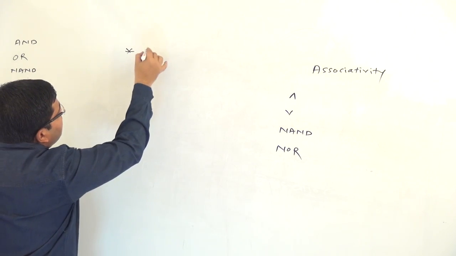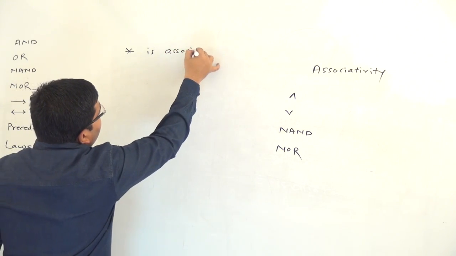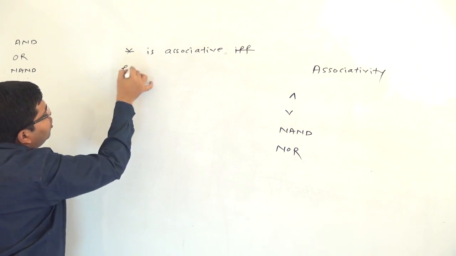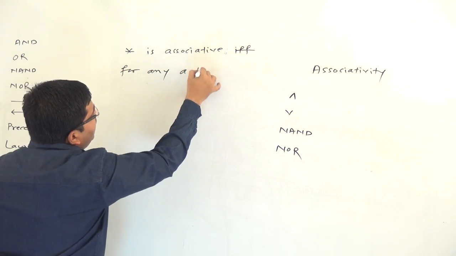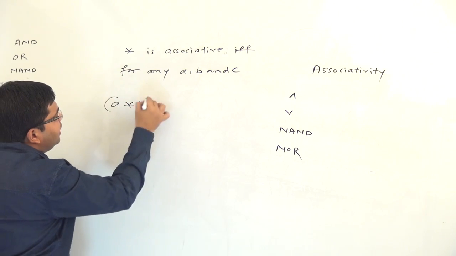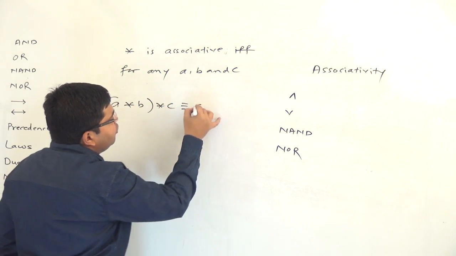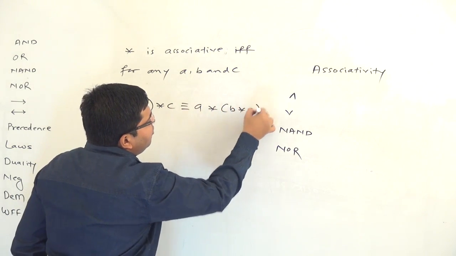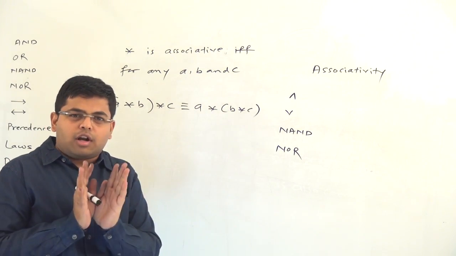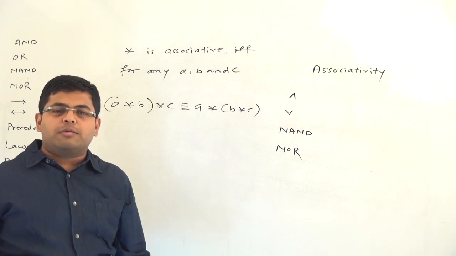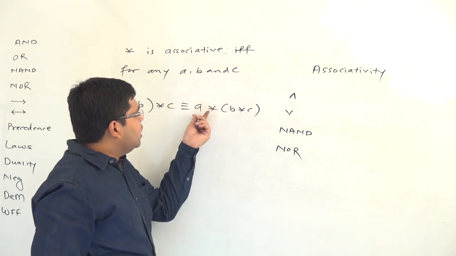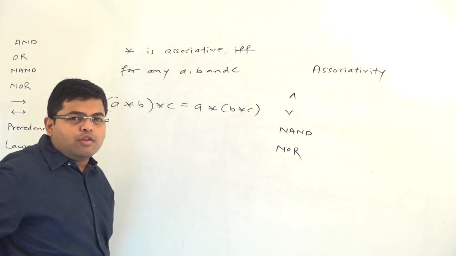See, an operator is associative if and only if for any A, B and C, (A star B) star C is always equal to A star (B star C), without worrying about the values of A and B and C. You don't know what are the values of A, B, C. For all possible values of A, B, C, (A star B) star C must always be equal to A star (B star C). I will write down equal to rather than equivalence.